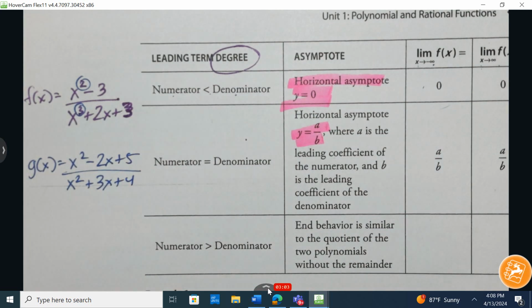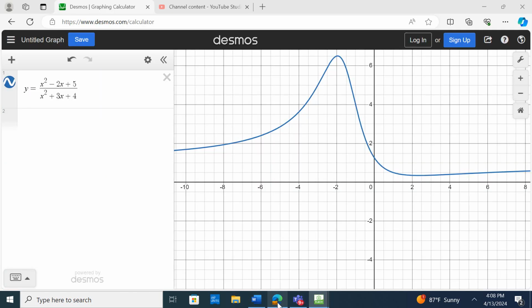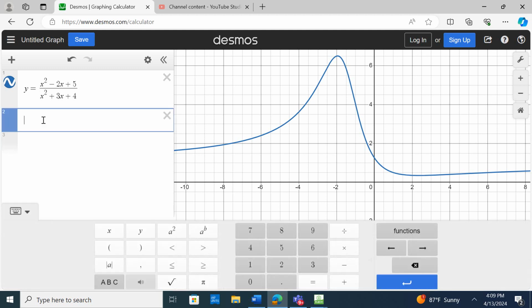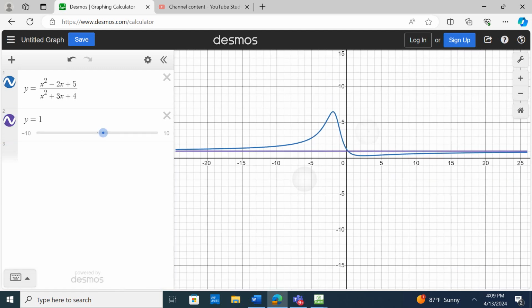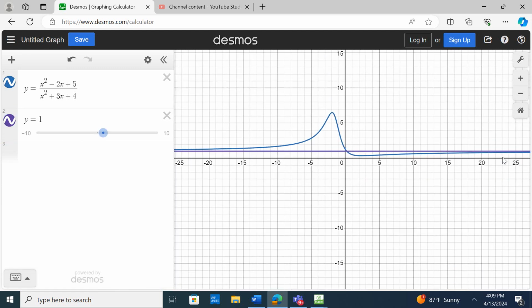I plug this particular example in. Let's go look at it. Now I can see the leading coefficient of the numerator and the denominator is 1 over 1. So if I write y equals 1, we can see that as I go off to the far left, it's approaching that line. As I go off to the far right, and especially if I zoom out here, you can see that it is approaching that horizontal asymptote.